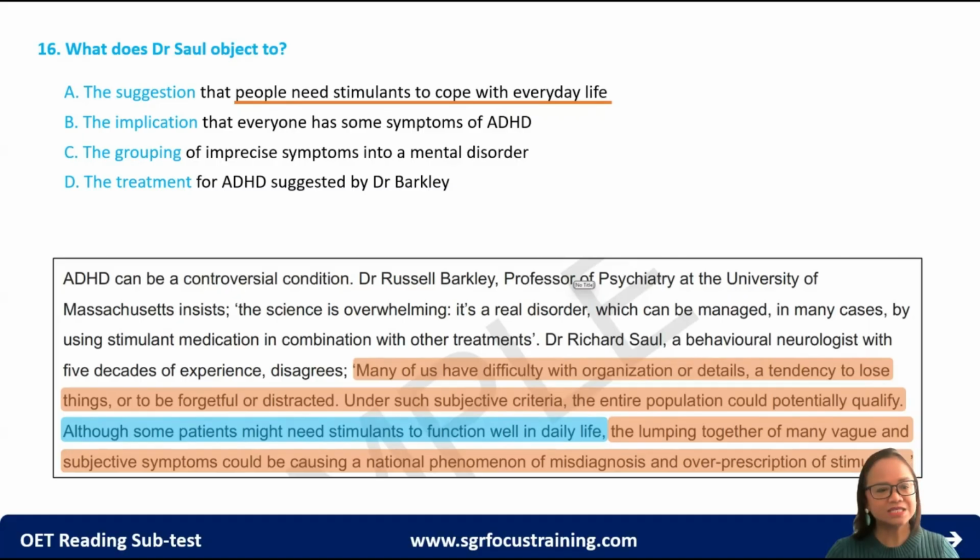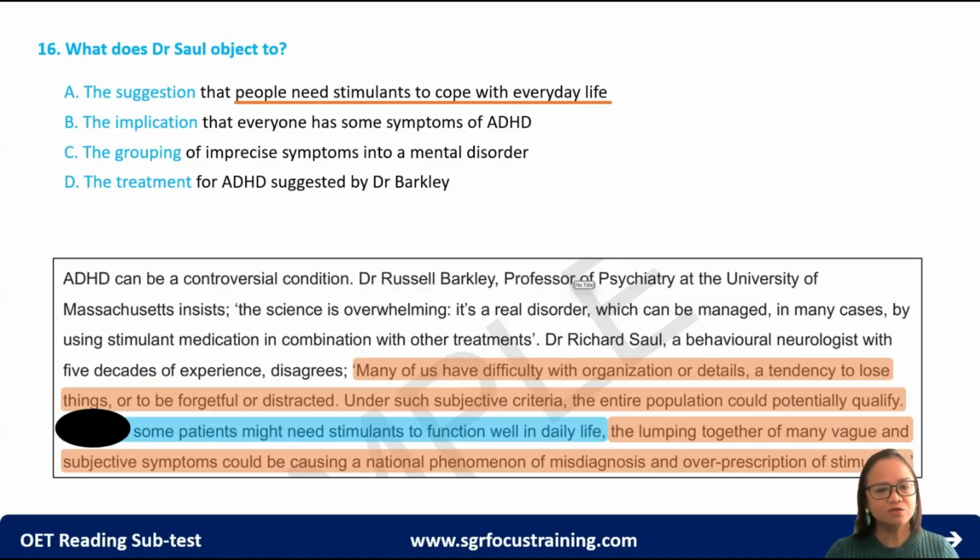And what you will notice is that it starts with a connector, and that connector is although. Although means that there will be more than one opinion, and it is connected by the word although. So our first opinion is this one, that some patients might need stimulants to function well in life. If you want to understand it, just like what we've done earlier, let's remove the word although first, because it is a connector. Let's remove that first and just read the opinion.